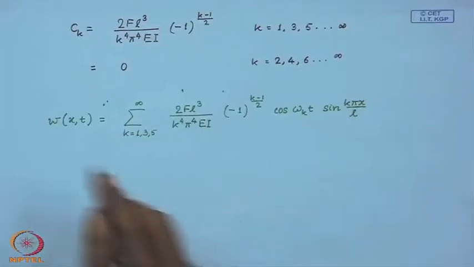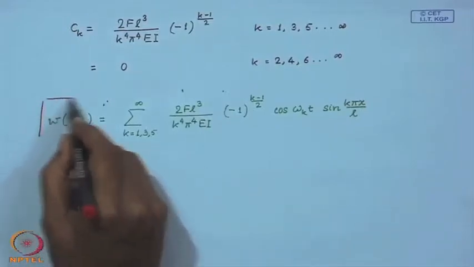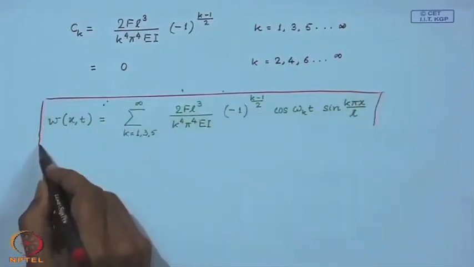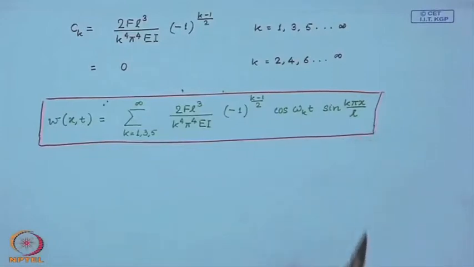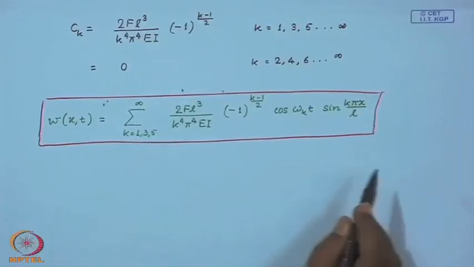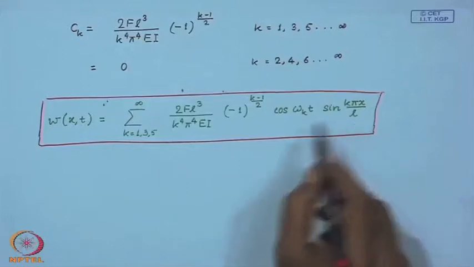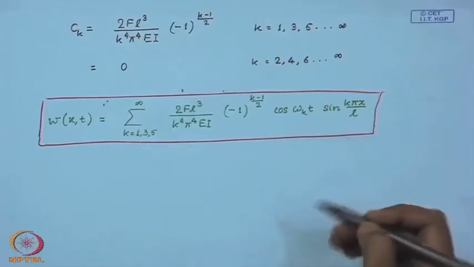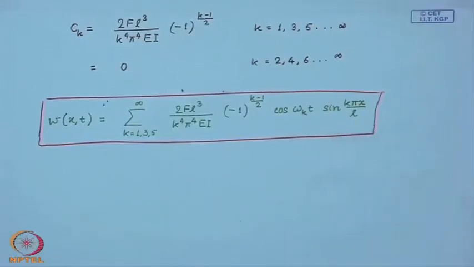So, this is the final solution of the initial value problem. This is a function of space and time. So, one can animate this solution to determine the response of the beam.